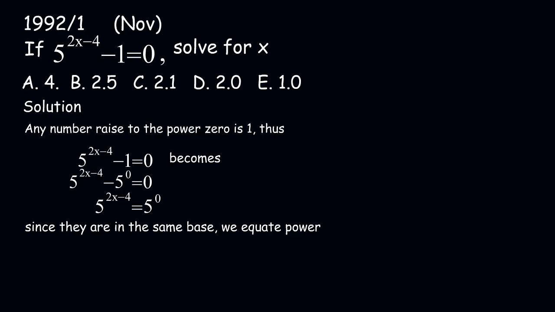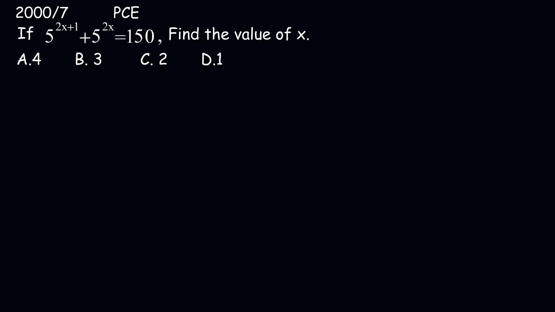Since the bases are the same, we equate our powers. So 2s minus 4 will be equals to 0. 2s will therefore be equals to 4 and s will be equals to 4 over 2. That is 2. Our final example is from PCE. It states that if 5 raised to the power of 2s plus 1 plus 5 raised to the power of 2s equals to 150, find the value of s.